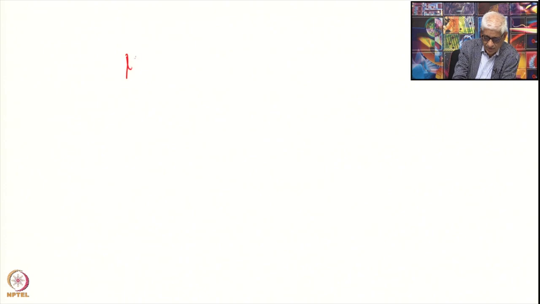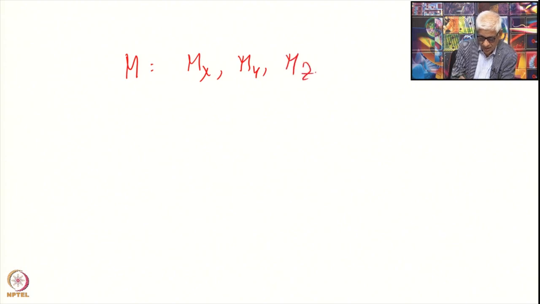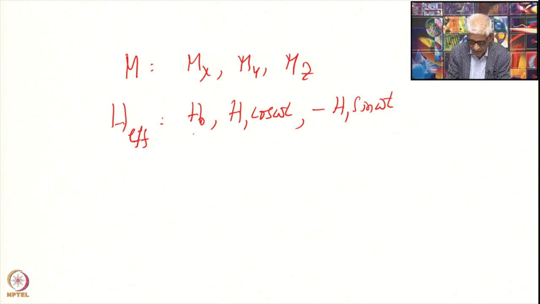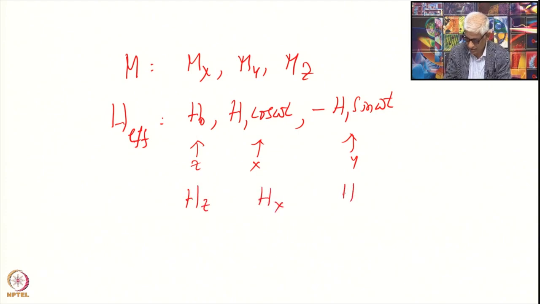So I have the M vector. The M vector has the components Mx, My, Mz, and the H effective is H0, then H1 cosine omega t and minus H1 sine omega t. Now notice here, this H0 is along the z axis. Here Mx, My, Mz are in a different order. This is along the z axis, this is along the x, this is along the y: Hz, Hx and Hy. Let me write again down here, Hz, Hx, Hy.